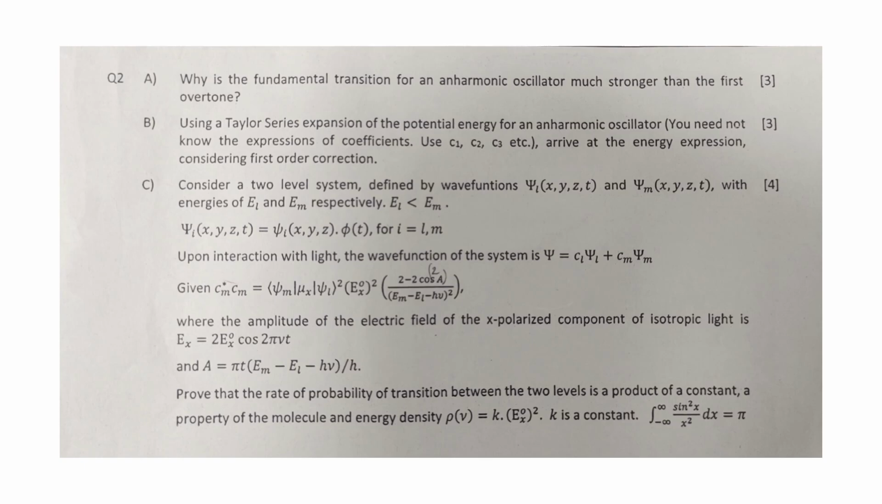Why is the fundamental transition from v equals 0 to 1, and the first overtone v equals 0 to 2? To answer this question, we need to invoke that earlier, when the anharmonicity was not there, it was a harmonic oscillator.